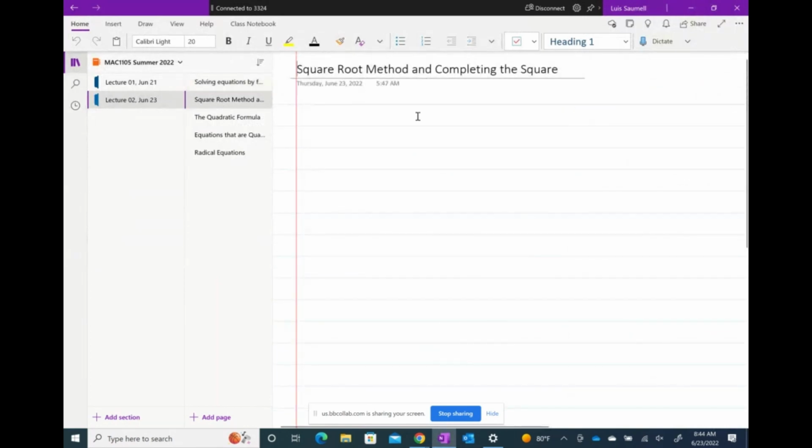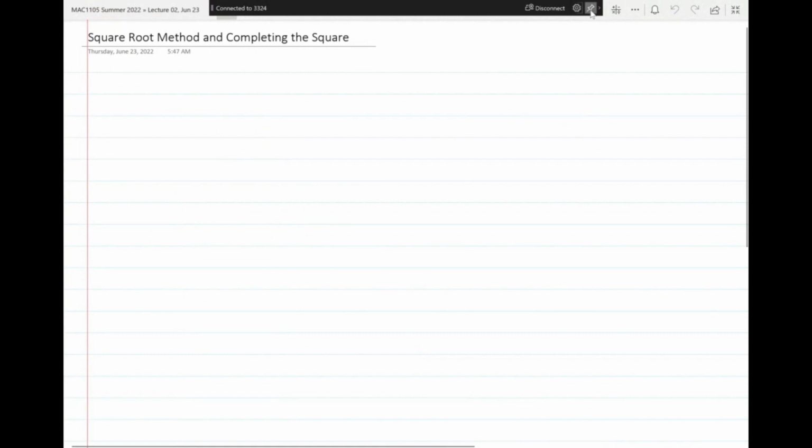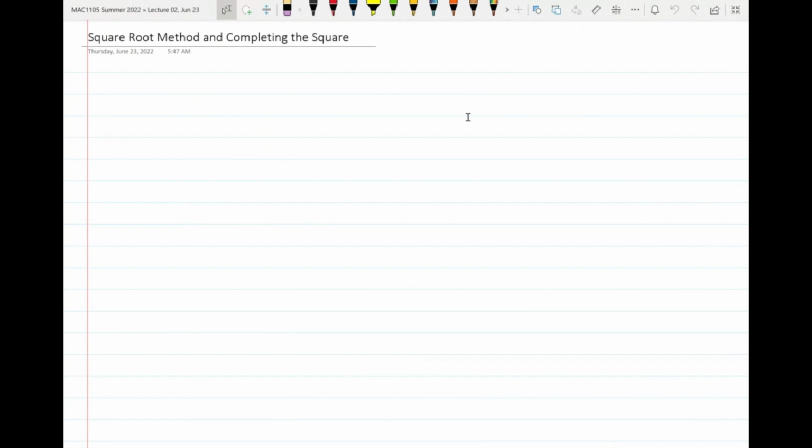Okay, let's do some examples about the square root method, and then we're going to take advantage of that idea to actually be able to solve the quadratic equation completely. And we're going to do that by the method of completing the square. The reason why I say completely is because there are equations that what we just discussed we cannot solve, because we were relying on the fact that we could factor a polynomial.